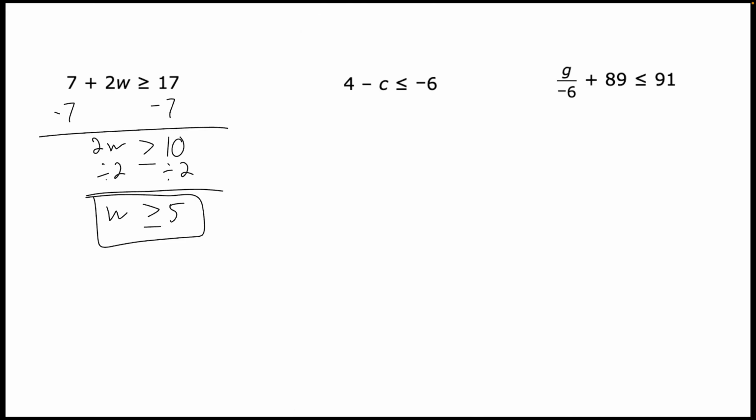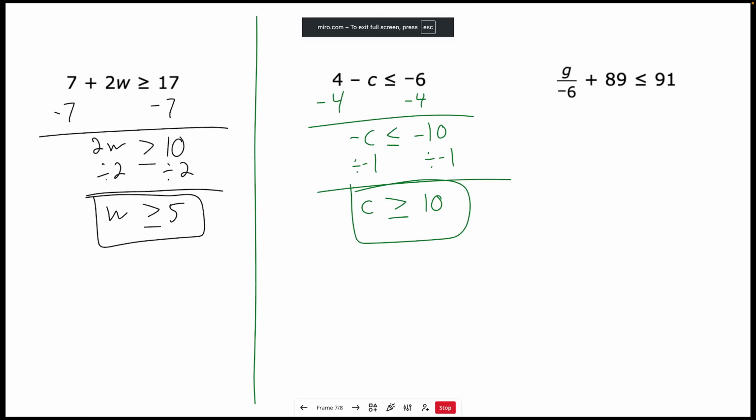Okay, for the first problem, here is the work. You should have ended up with w is greater than or equal to 5. You did not have to flip the inequality there because you did not multiply or divide by a negative. For the second problem, you should have ended up with c is greater than or equal to 10. You did have to flip here because you had to divide by a negative 1.